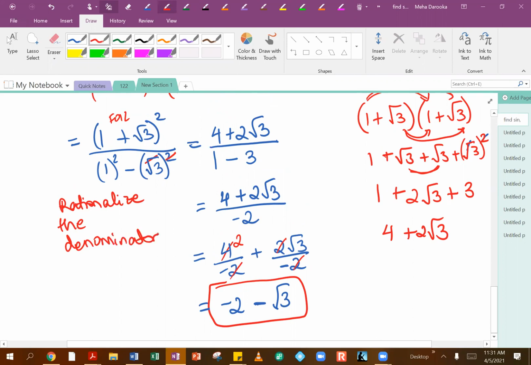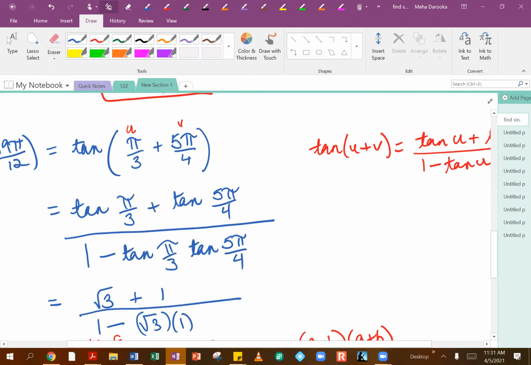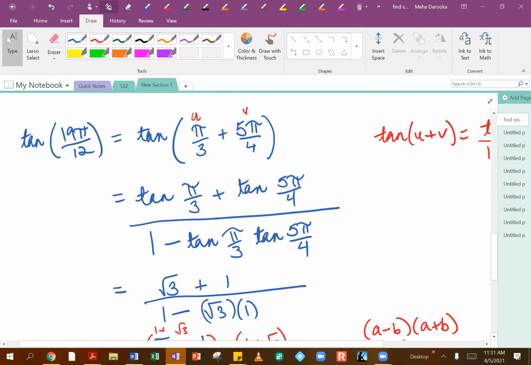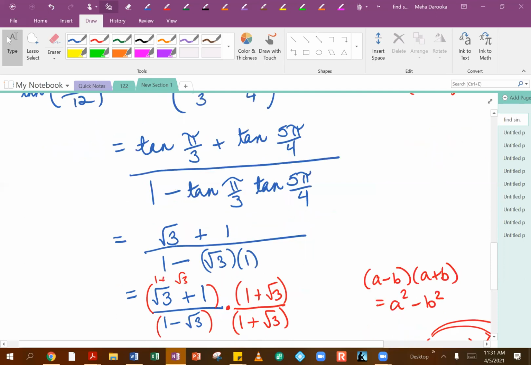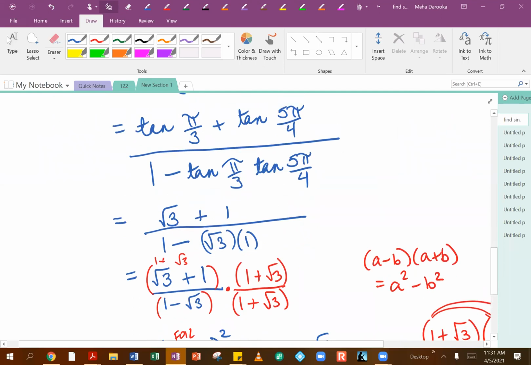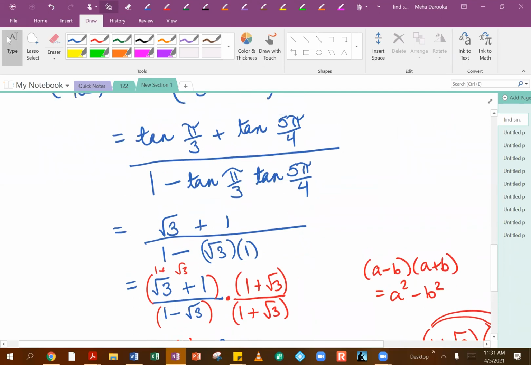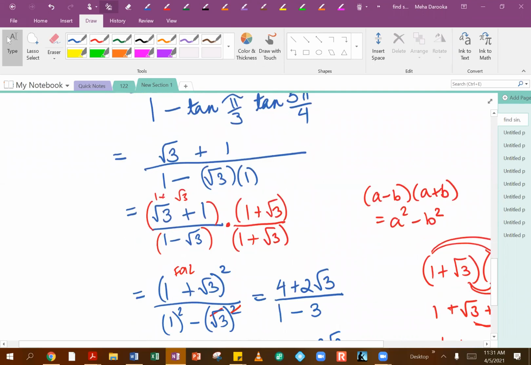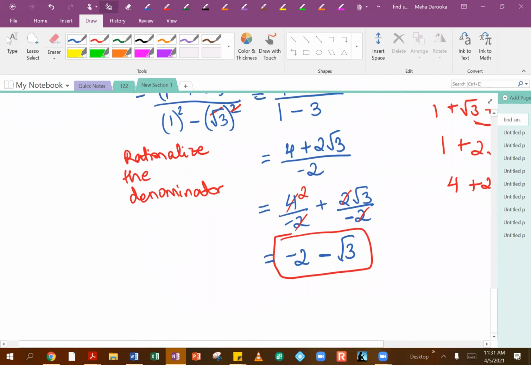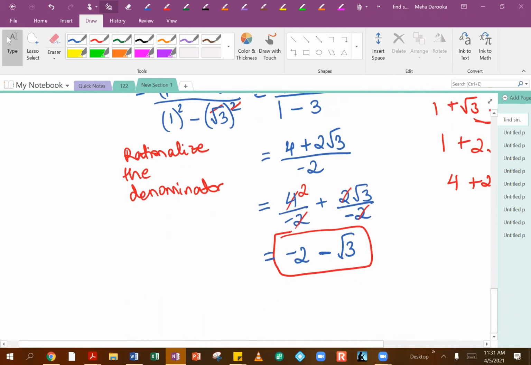So, of course, that is the algebra part, but as far as solving this value goes, we started out by separating our angle, 19 pi over 12. We'd already figured out what those two angles were going to be last time. Plug it into your formula, and then just using the values of tangent of pi over 3, tangent of 5 pi over 4, you can see we are able to simplify that. And then the last part is just cleaning it up into a nice value, whatever it comes out to be.